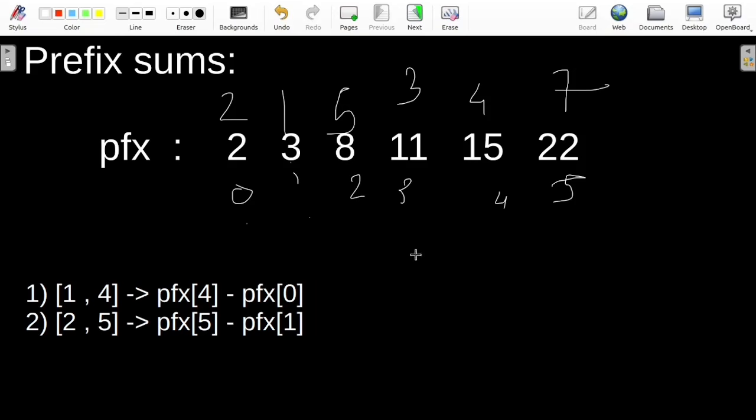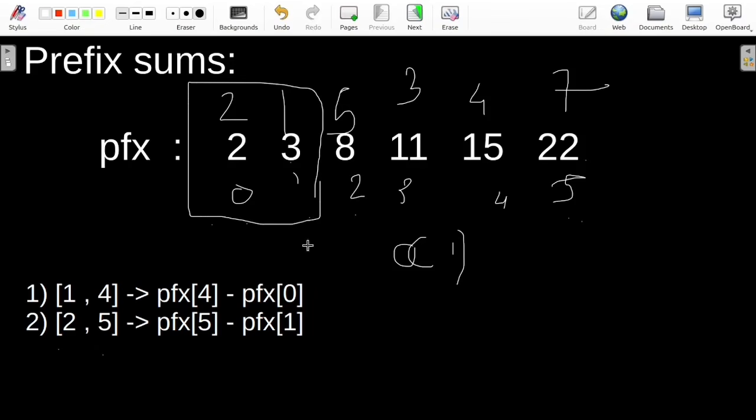And using prefix sums, you will answer each query in O(1), because you just have to use a simple formula. Let's say now I again ask you to find the sum in range 2 to 5. You cannot directly answer prefix of 5, because prefix of 5 has the sum of elements from 0th index till 5th index. But I ask you the sum of elements from 2nd index till 5th index. So in that case, we need to subtract the contribution of these two elements.